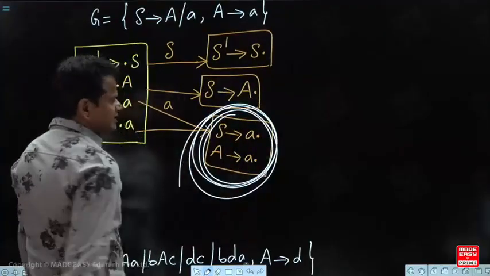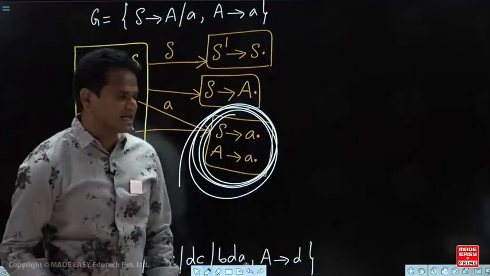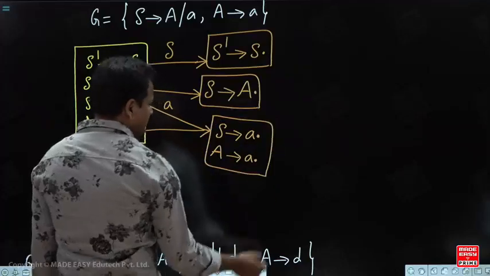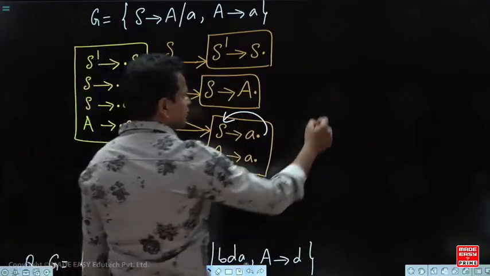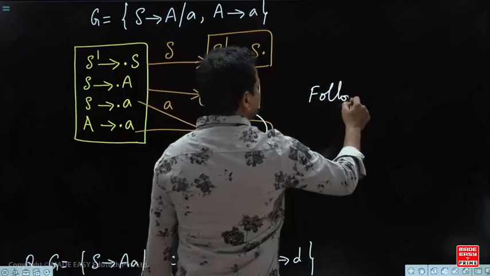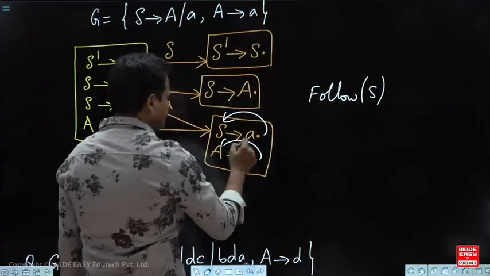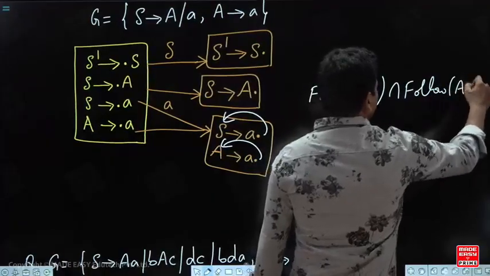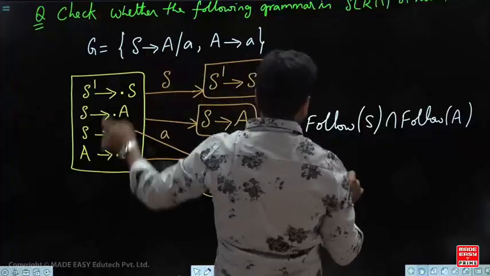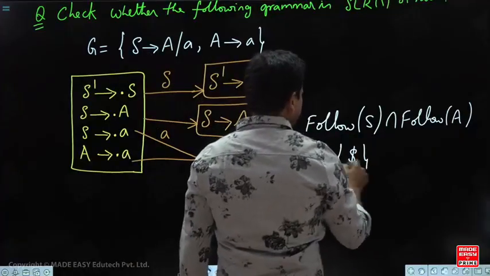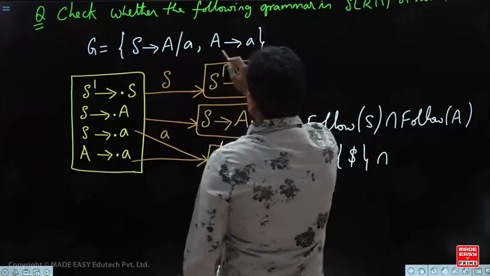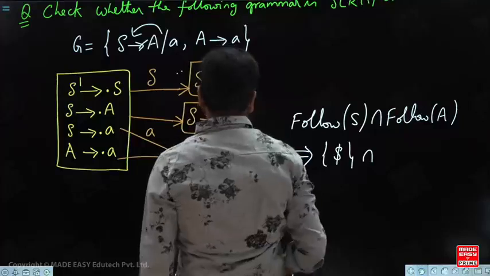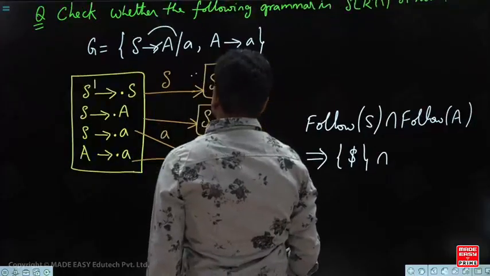And look at this one. We have two final items. Yes, whenever two final items are there, there is a chance. So take Follow of S and Follow of A, because these two are the final items. What is Follow of S? S is the start symbol and appears nowhere on the right-hand side, so dollar will be there. And what is Follow of A? A is on the right side, and on the right of A there is nothing, so Follow of A equals Follow of S. Are you following?